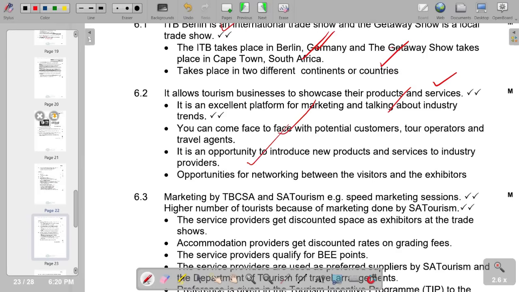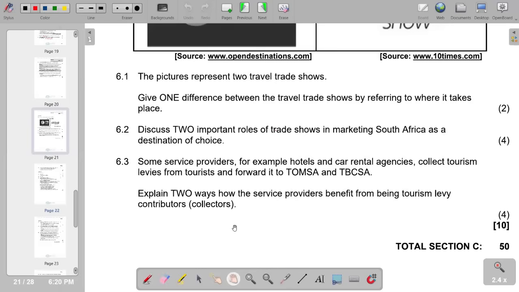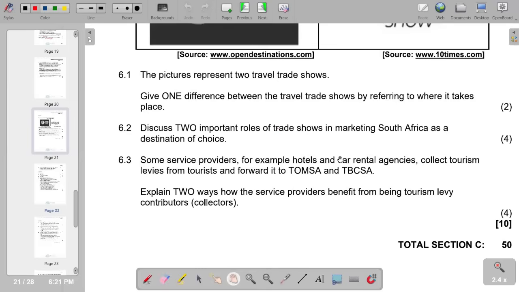So moving on to 6.3. Some service providers, for example, hotels and car rental agencies, collect tourism levies from tourists and forward it to TOMSA and TBCSA. Explain two ways how the service providers benefit from being tourism levy contributors.